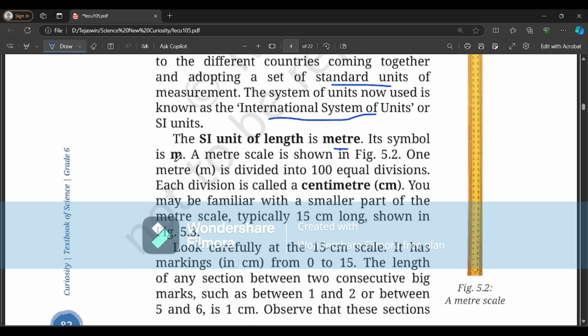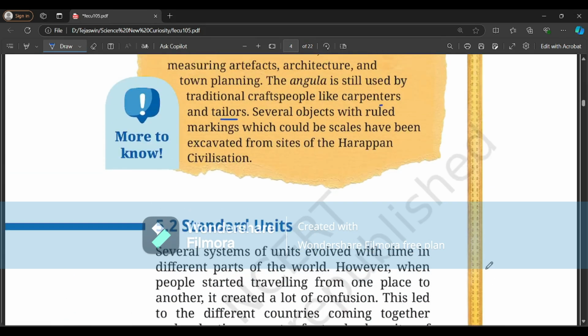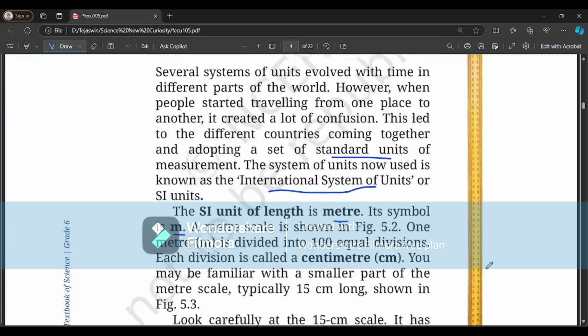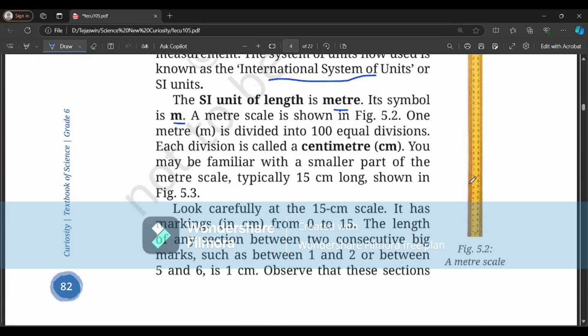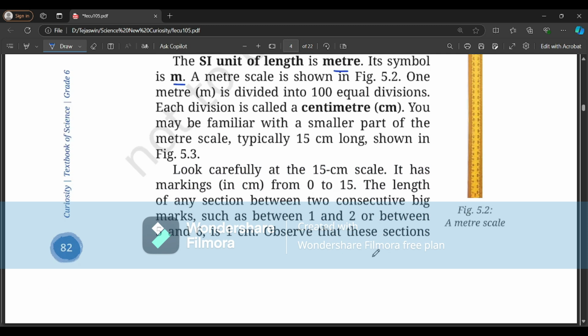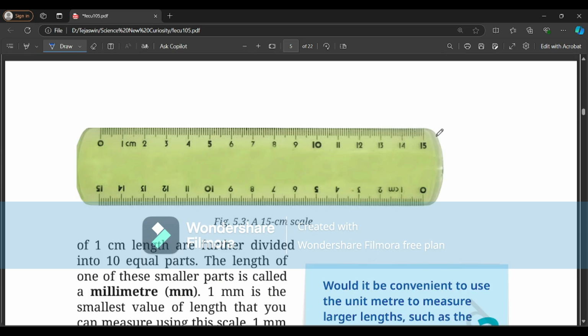Its symbol is M. So you can see here in figure 5.2, this is a meter scale which is shown, which is divided into 100 equal divisions. So each division is called a centimeter. You may be familiar with smaller part of meter scale which is 15 centimeter long. As you can see from figure 5.3, this is 15 centimeter long scale which you have in your geometry box also.